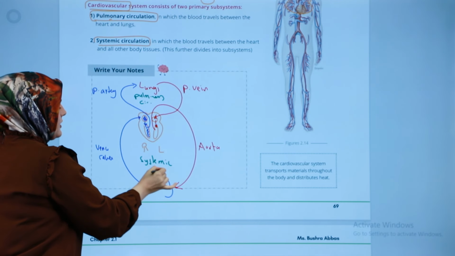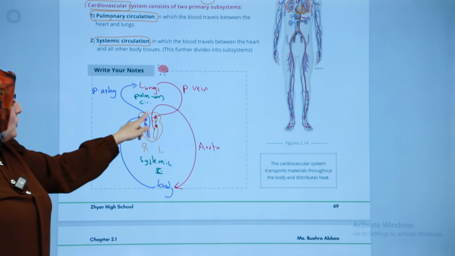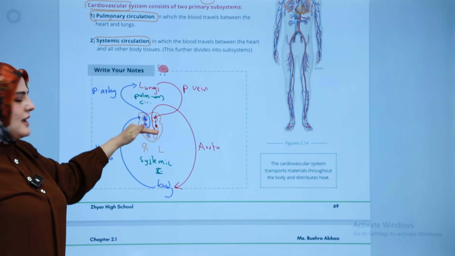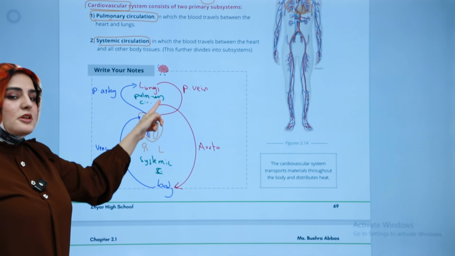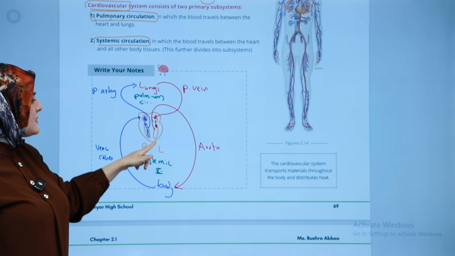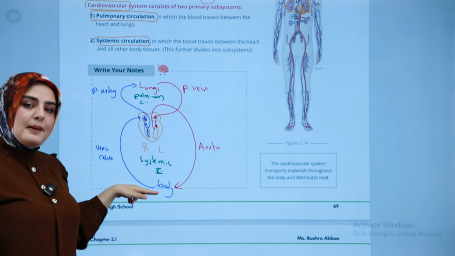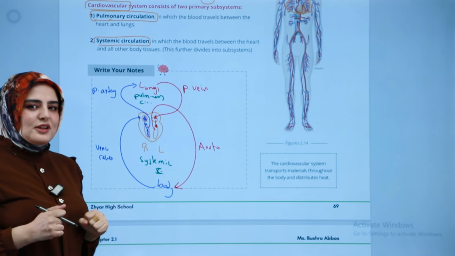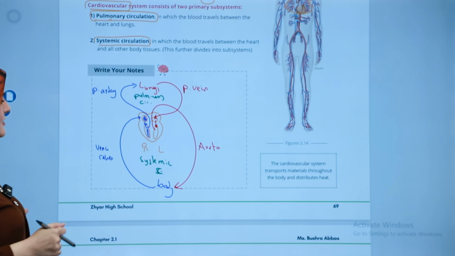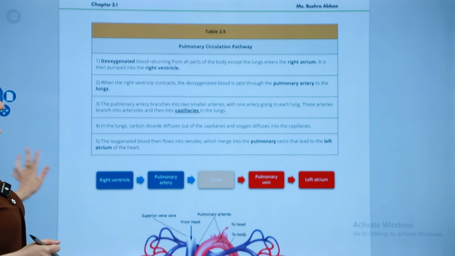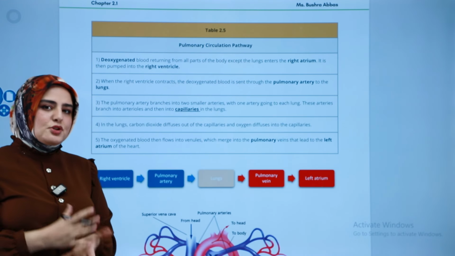The loop that is made of pulmonary artery, pulmonary vein, lungs and heart is called pulmonary circulation. And the loop that is made by aorta, vena cava, and is between heart and the body is the systemic circulation. It's just like that, nothing else. Very easy. So let's see what is the difference exactly between these two.